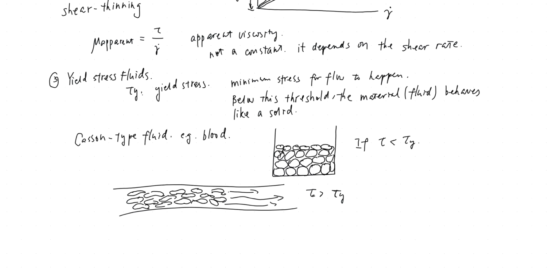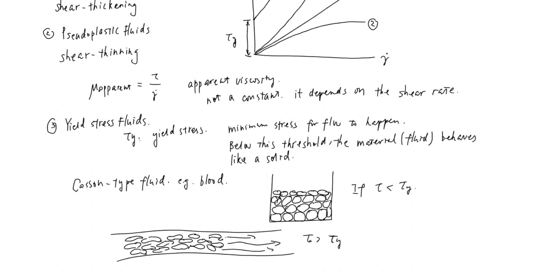And we will discuss that in a different lecture. But right now, the purpose of this lecture is to introduce non-Newtonian fluid, specifically different types, and one type called yield stress fluid. This is how blood behaves. You need a minimal stress to push these red blood cells in order to let it flow.